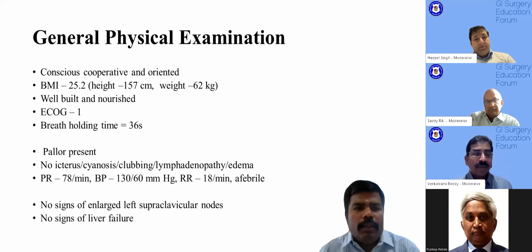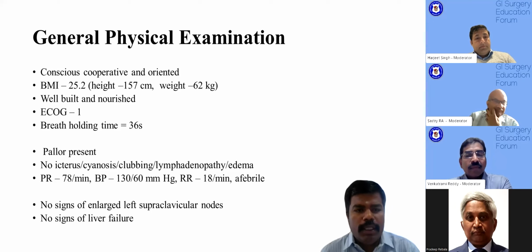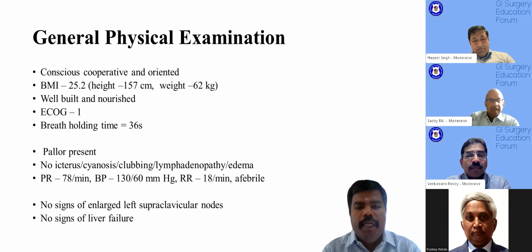General physical examination. She is conscious, cooperative, and oriented. Her height is 157 centimeters and weight is 62 kg. Her BMI is 25.2. She is well built and nourished. Her performance status is ECOG 1, and her breath holding time was 36 seconds. There is pallor, and there is no icterus, cyanosis, clubbing, lymphadenopathy, or pedal edema. Pulse rate was 78 per minute, BP was around 130/60 millimeters of mercury, respiratory rate is 18 per minute, and she's afebrile. There are no enlarged left supraclavicular nodes, and no signs of liver cell failure.